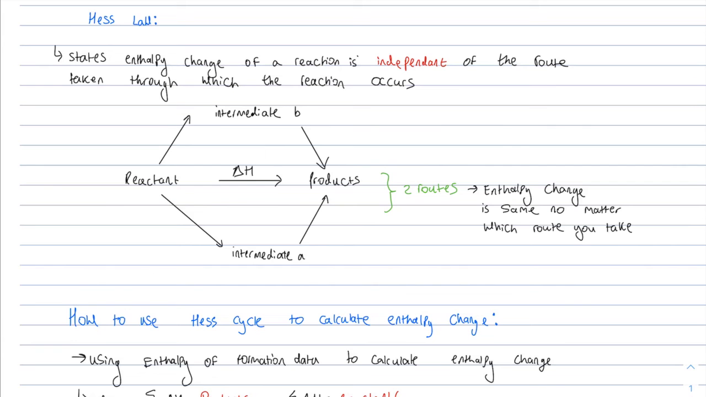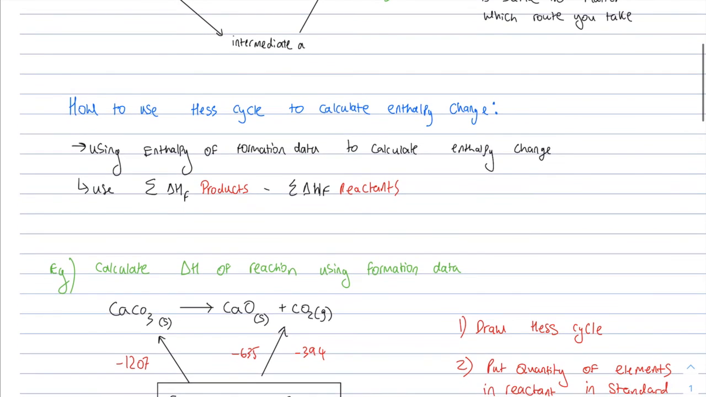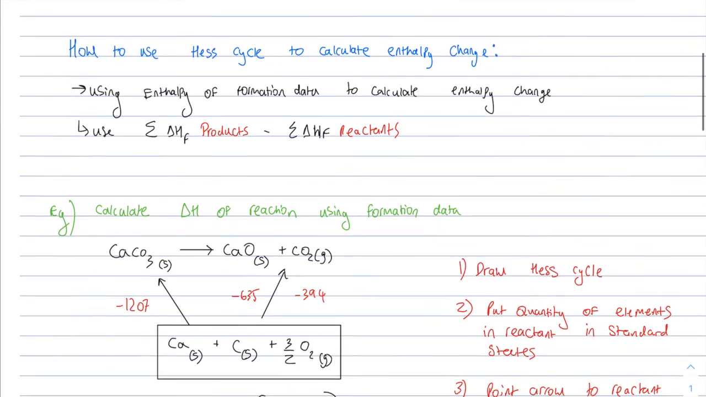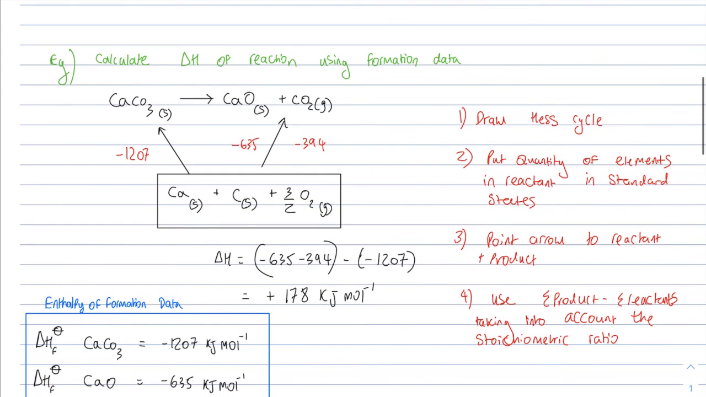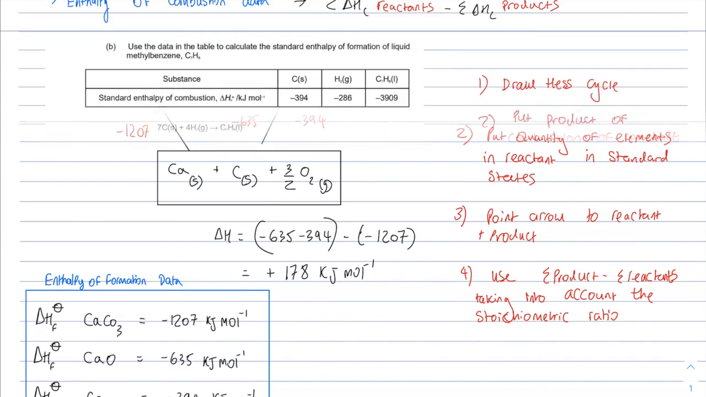It states that enthalpy change of a reaction is independent of the route taken through which the reaction occurs. So how to use Hess's cycles to calculate enthalpy change? Well, if you are given enthalpy of formation data, then you do the sum of the enthalpy of formation of the products minus the sum of the enthalpy of formation of reactants. And remember, using enthalpy of formation data, put the elements in their standard states at the bottom, and the quantity of which they are present within the reactants. So here we can see that there was 1 calcium, 1 carbon, and 3 oxygens.